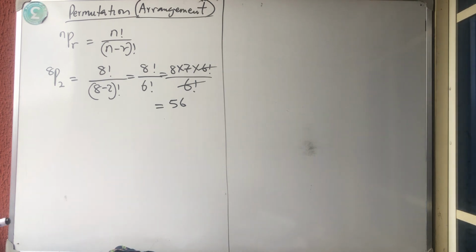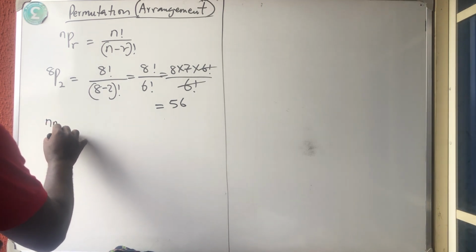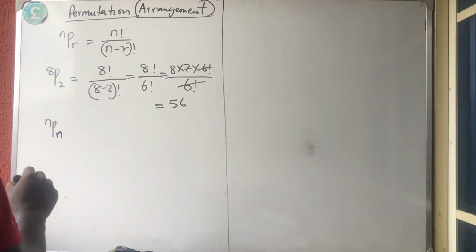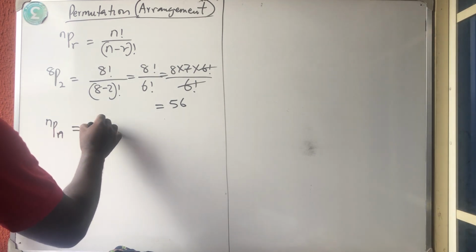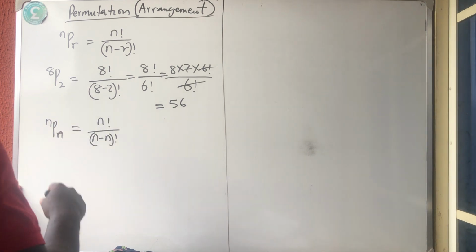But before that, what is n permutation n when they are the same thing? Let's check what happens if they are the same thing. N permutation n means n factorial all over n minus n factorial. Are you with me?